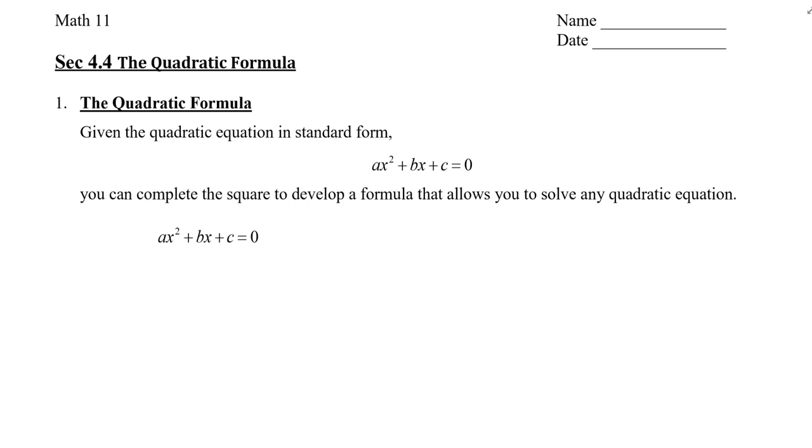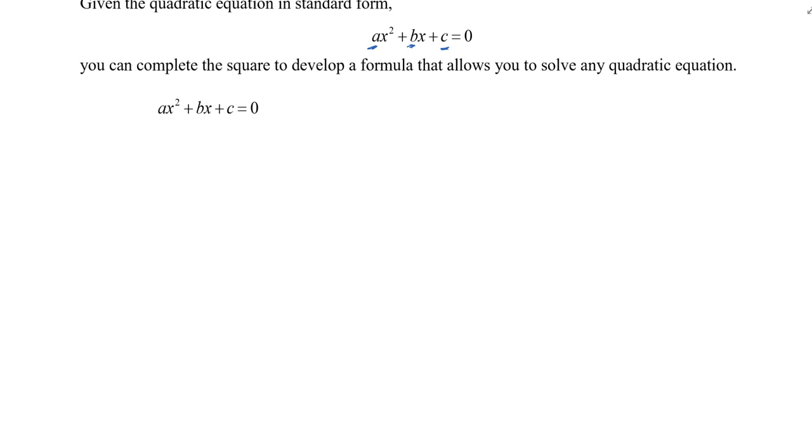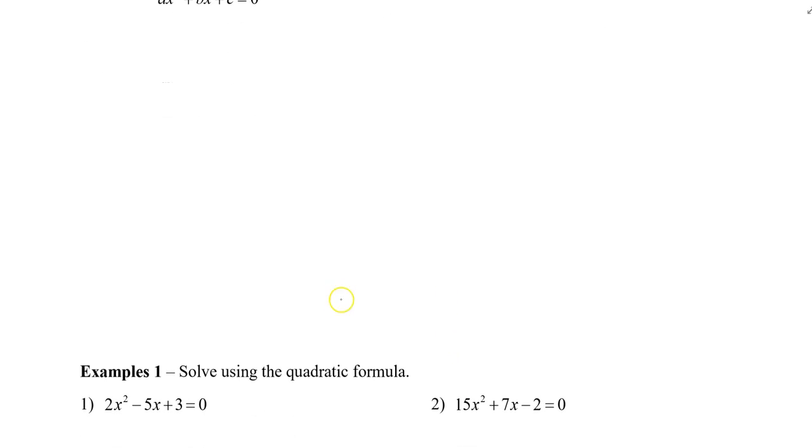So given the quadratic equation, we want to first write it in standard form, ax squared plus bx plus c equals 0, so we can identify what the a, the b, and the c are. So we're going to develop that formula in class. And so once we've done that, the quadratic formula is x equals negative b plus or minus the square root of b squared minus 4 times a times c, all divided by 2a.